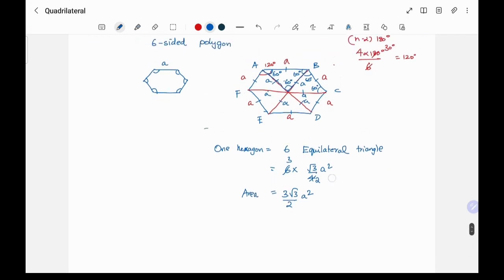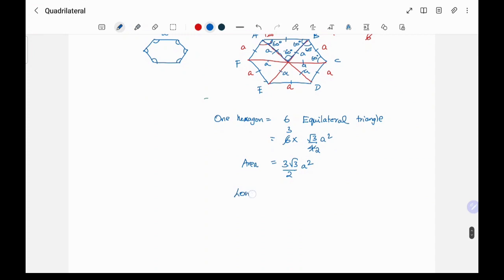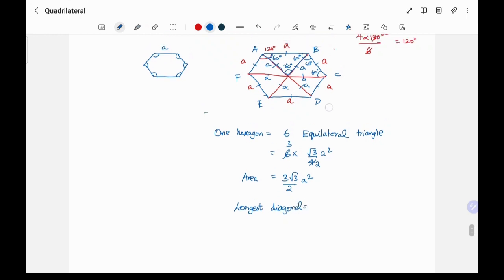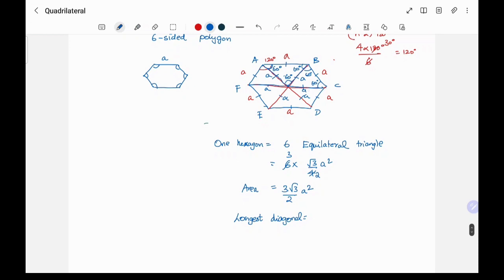And if you see the longest diagonal, the length of the longest diagonal is twice the side length. These all three are longest diagonals, so 2 times A, twice the side length.